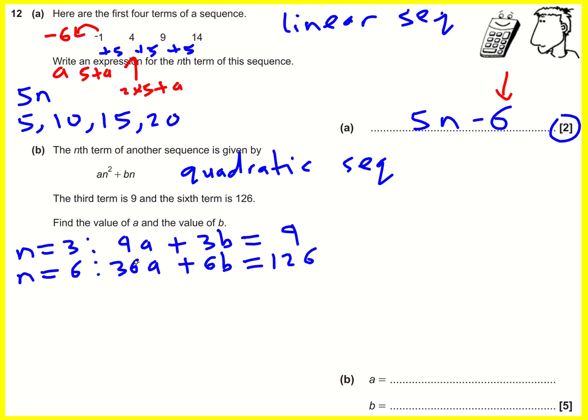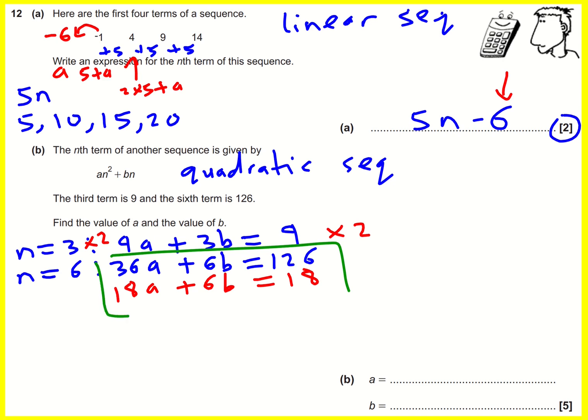I could try to simplify these equations, but actually I'm not far off making it really good, because I can basically just multiply this top equation by 2, and that'll give me 18a plus 6b equals 18. And I can now forget about the first equation, just focus on this, and I can subtract these equations. Why subtract them? Because I've now got this 6b and 6b in both. So treat it as a set of scales. I'm going to subtract the left-hand sides and the right-hand sides.